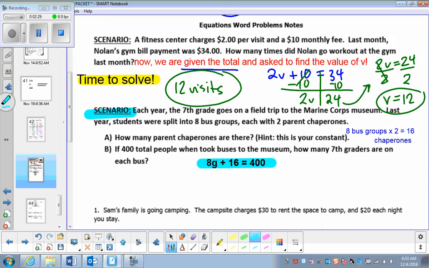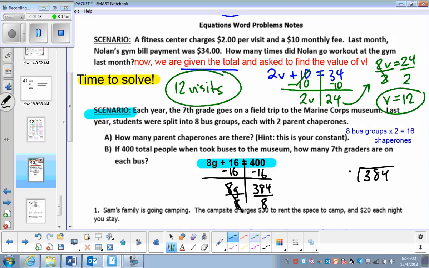So in this scenario, if you've got 8 bus groups and you know that each of those bus groups has 2 parent chaperones, you know that there's 16 chaperones total. So what we can do is we can drop the line here and we can subtract those 16 parent chaperones and get 384 students must be on the bus. If those students are split into 8 bus groups, we can now divide by 8. All right? I'm going to review long division with you guys off to the side when you divide by 8 here. 8 goes into 38 4 times. That's a 32. 6, 4. And that subtracts. So we've got that there must be 48 students in each bus group.